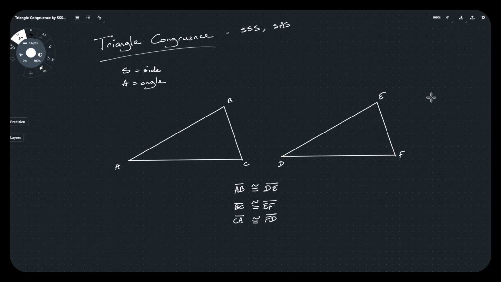and angle A will be congruent to angle D, angle B congruent to angle E, and angle C congruent to angle F. These are all true if triangle ABC is congruent to triangle DEF.